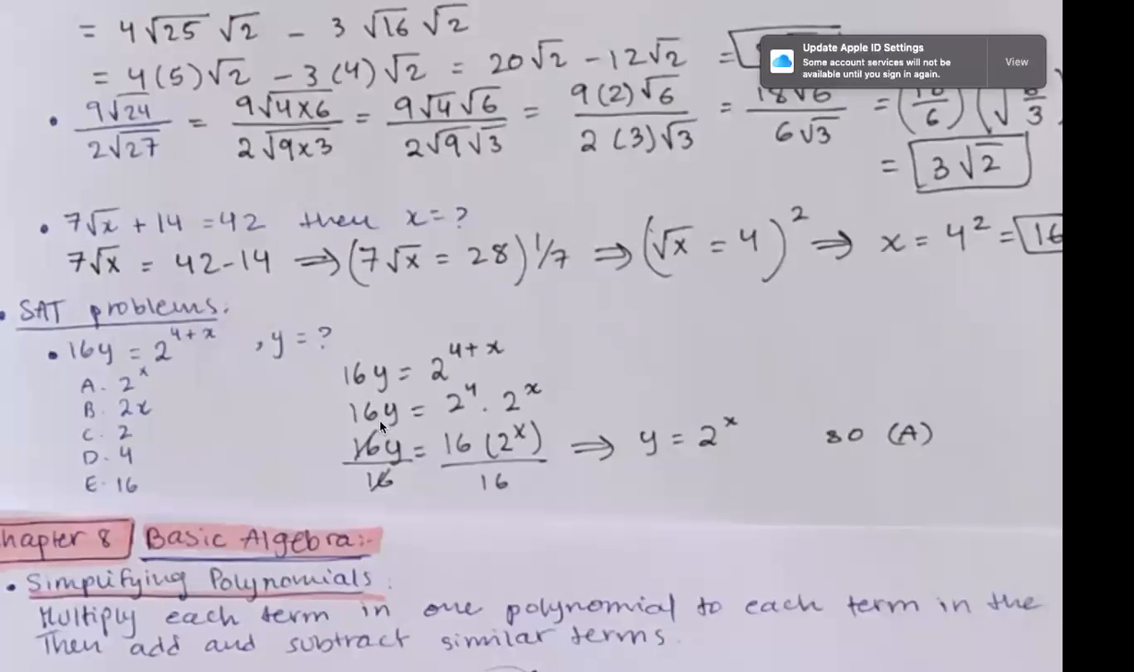Because we need to find y, we divide both sides by 16. So we do that, and then we find that 2 to the power of 4 also equals 16. So 16 cancels with 16, and then we're left with y equals 2 to the power of x. So the answer is obviously A.